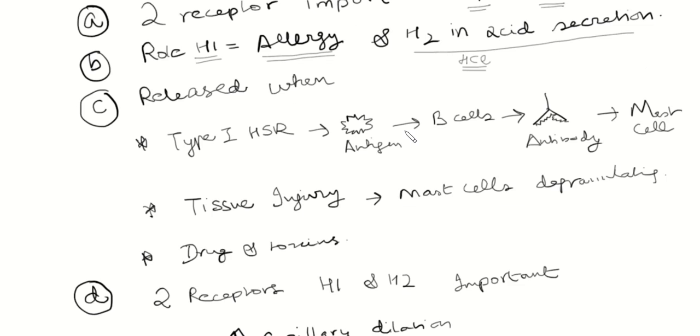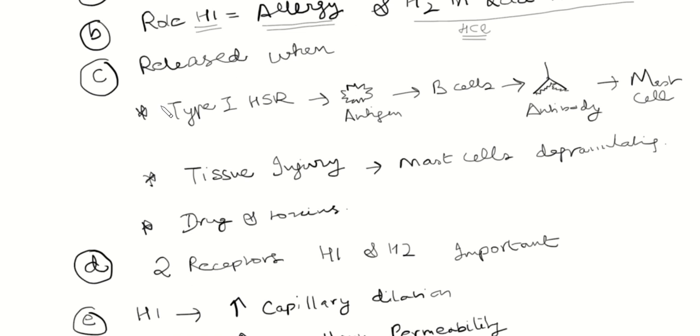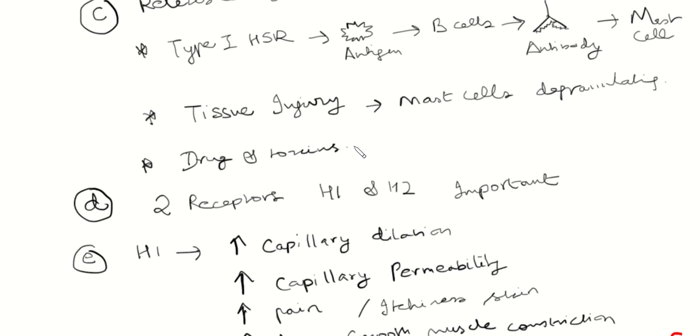So again, just a quick review. When is histamine released? Remember type 1 hypersensitivity: antigen, B cells producing antibodies that attach to the mast cells, and now the system is primed. So when the drug comes in again, boom, the mast cells degranulate. You have histamine that acts on H1 receptors. And then you have tissue injury, which causes the mast cells to degranulate. So that's another pathway. And then there are drugs and toxins that may cause hypersensitivity as well. Okay, these were some of the physiology things we talked about.